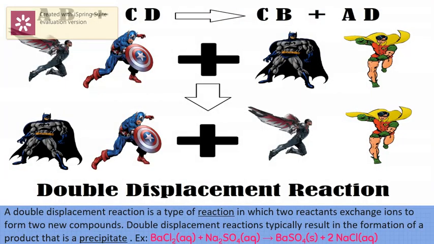Now, this is one pictorial diagram. Whoever is more powerful will displace the one who is weak. Generally, I have taken AB plus CD gives CB and AD. If A is more reactive than C, C will go and A will come in the place of C, so it forms AD. This is also displacement, but here it is double displacement, where two metals mutually come to an agreement and displace each other.